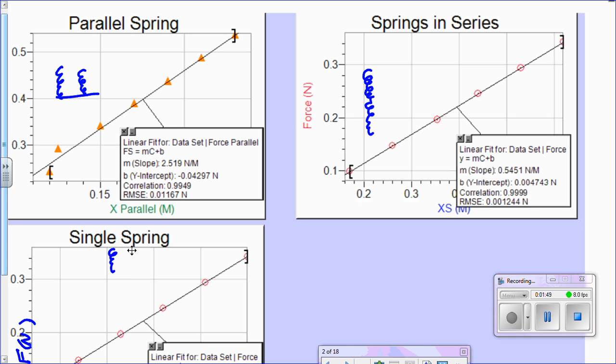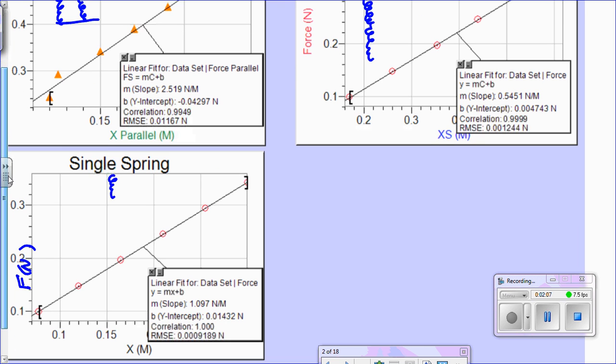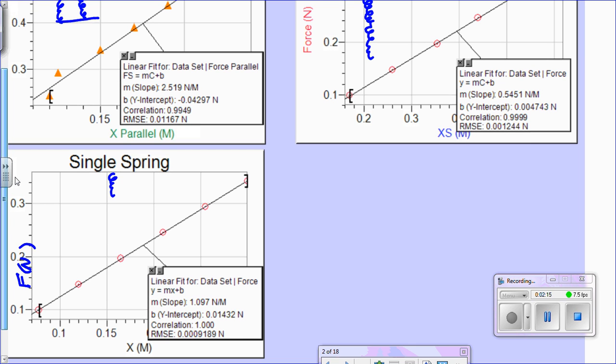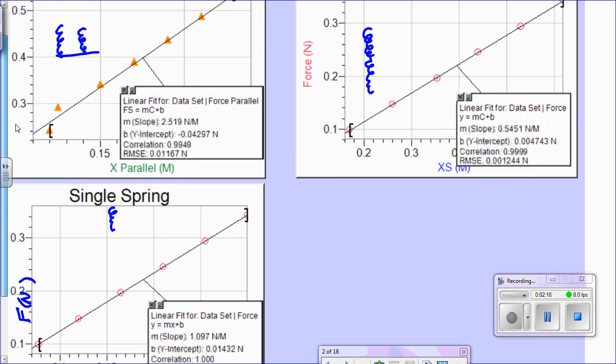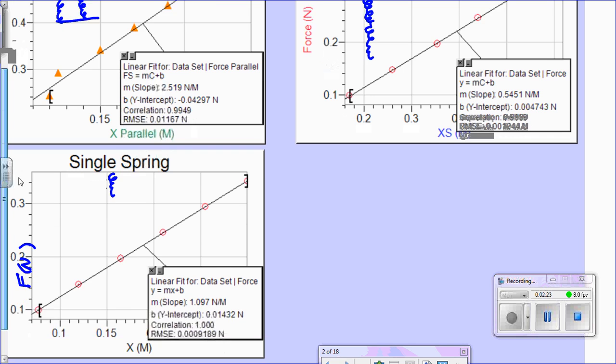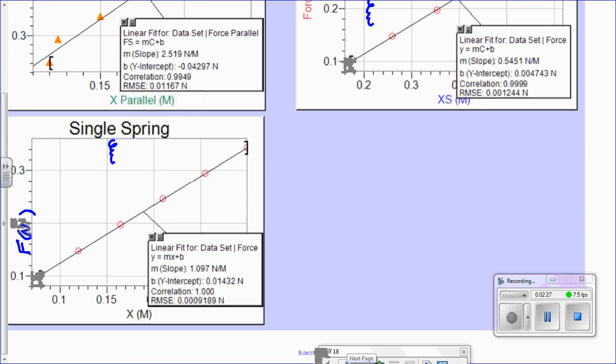If the single spring was linear, and you take that exact same spring and put it in series or in parallel, it will still be linear. But we'll talk about this tomorrow in class. What you need to notice is the slopes and how they relate back to that single spring value. For this example, the original slope was 1.097 newtons per meter. In parallel, it became 2.5, and in series, it was 0.545.